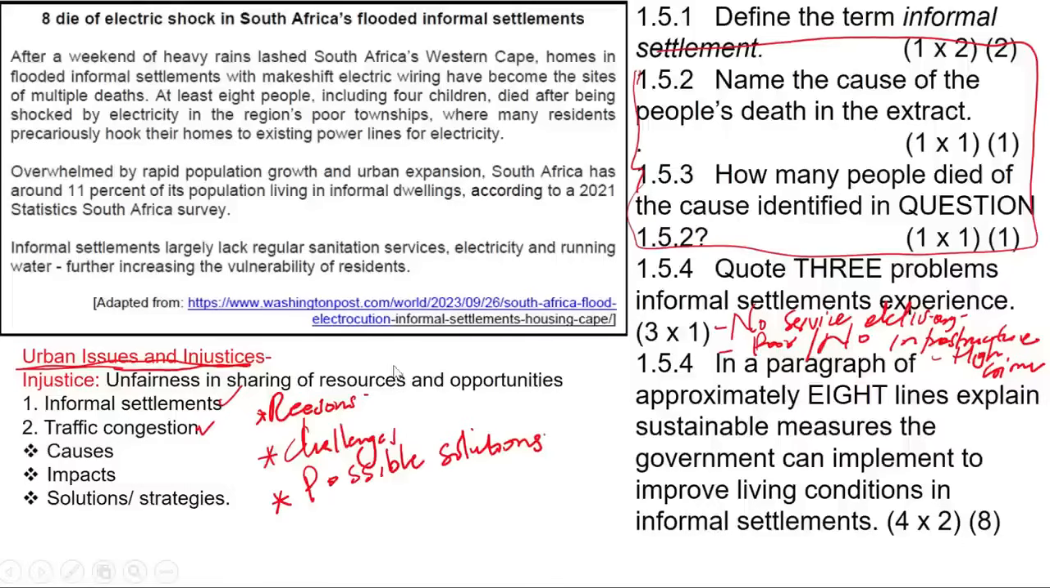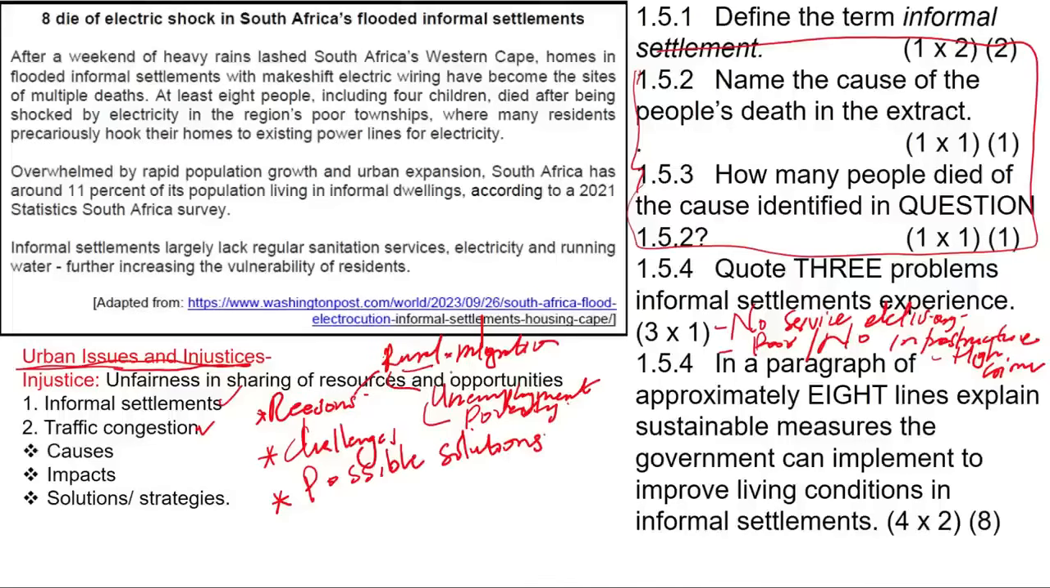Number two, there is high unemployment. Rural-urban migration is the first reason why people move. Now, why do we have informal settlements? Number two is because of unemployment. People do not have money to buy houses. Number three is because of poverty, which is also related to unemployment.